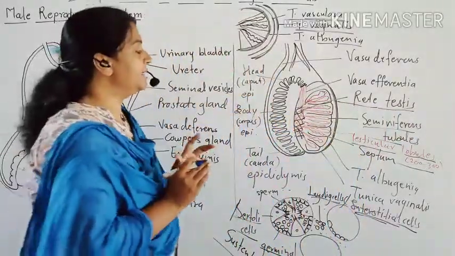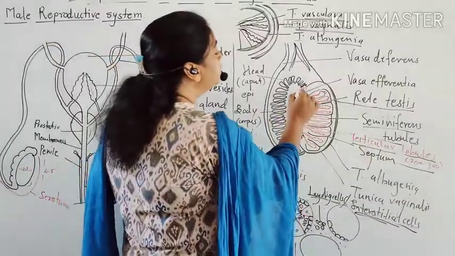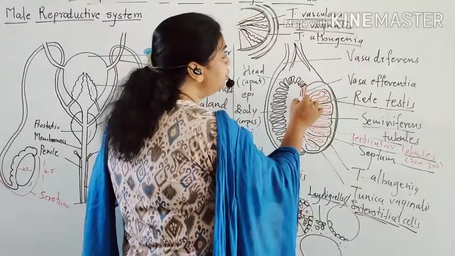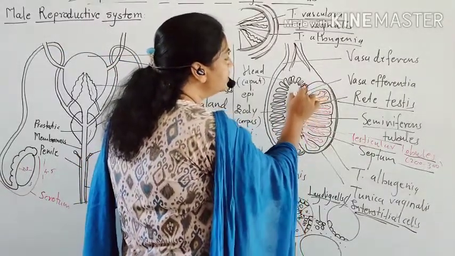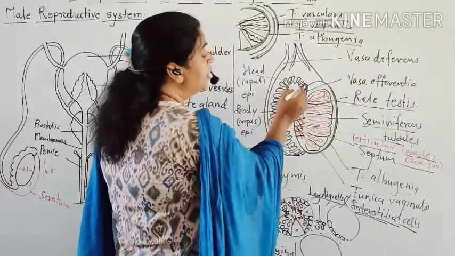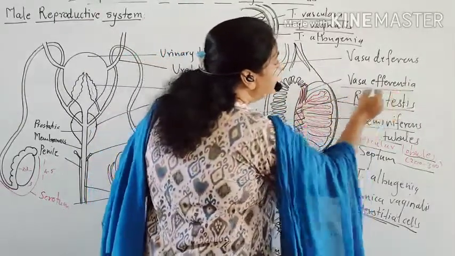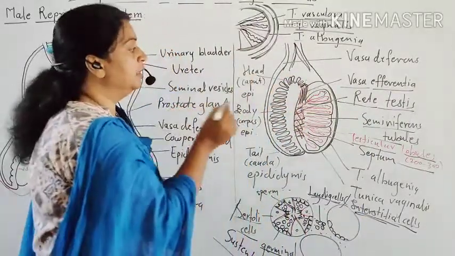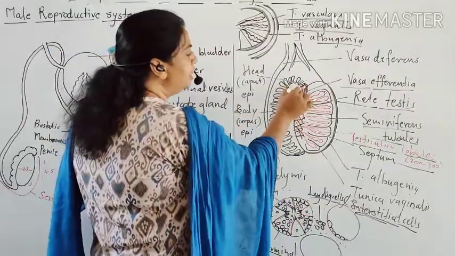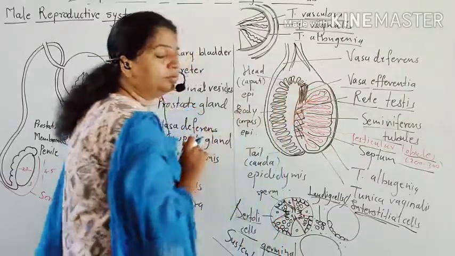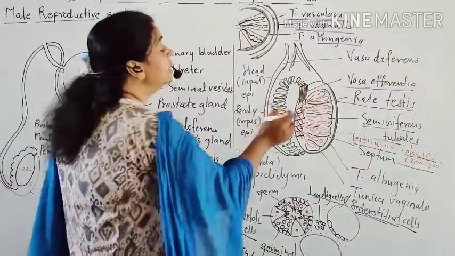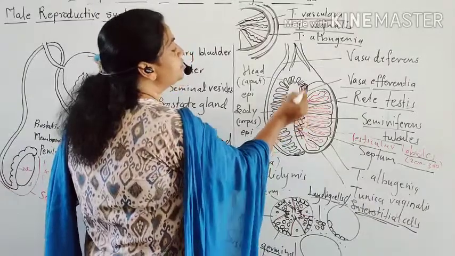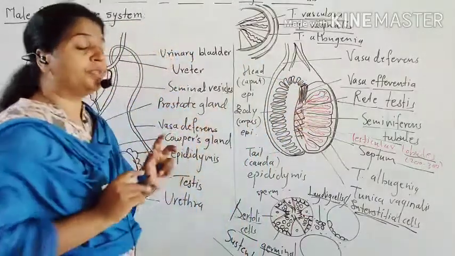From this rete testis, 15 to 25 tubules or ductules arise, called vasa efferentia, which open into the epididymis. These small ductules, small ducts, small tubules, are about 15 to 20. These connect this rete testis to the epididymis.